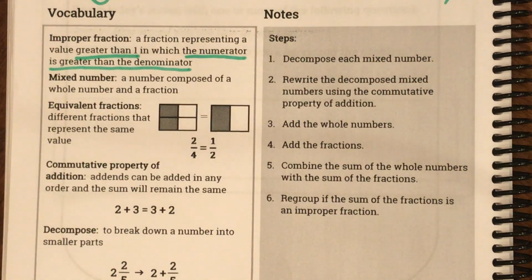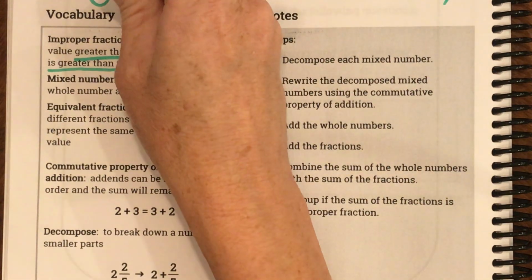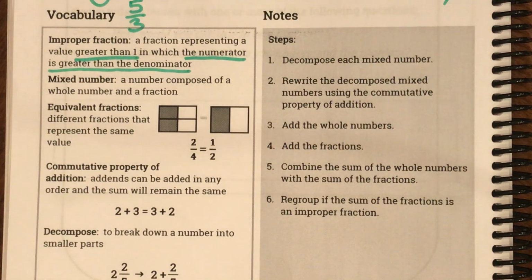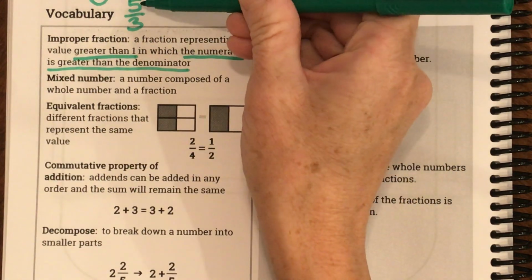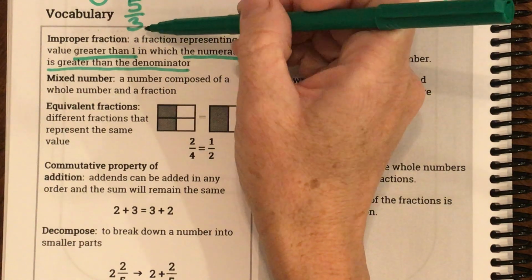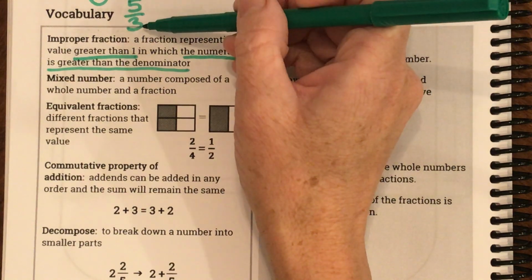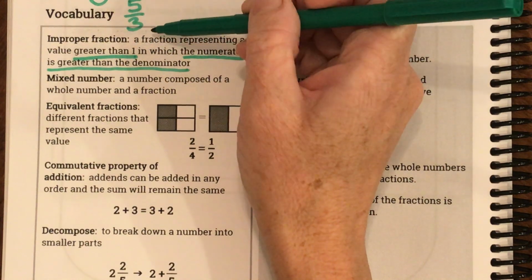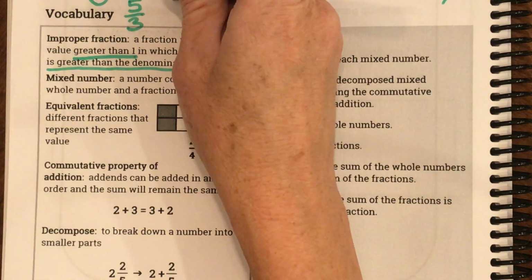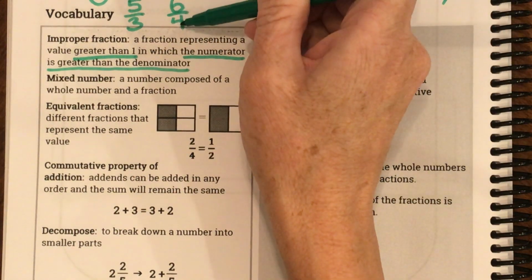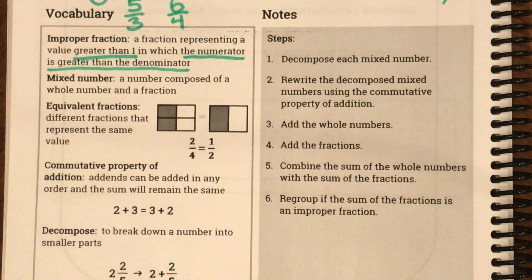So there's lots of examples of this, but I could say if I had 5 thirds, that is an improper fraction because my numerator is greater than my denominator, and this has a value of greater than 1 because 3/3 is equal to 1. So if I have more than 3/3, I know I have a value greater than 1. Another example might be 6/4. So again, my numerator is greater than my denominator, so it is called an improper fraction.